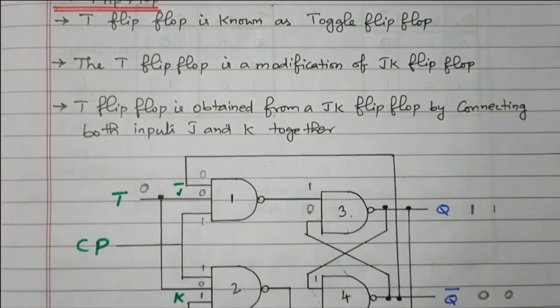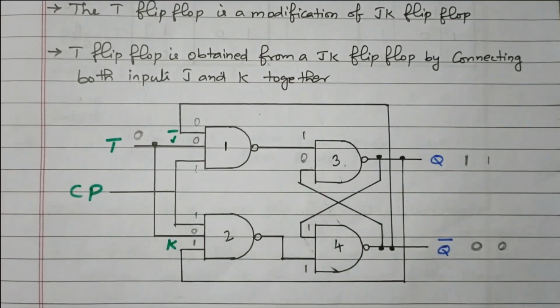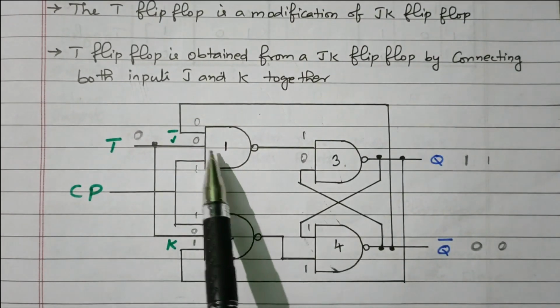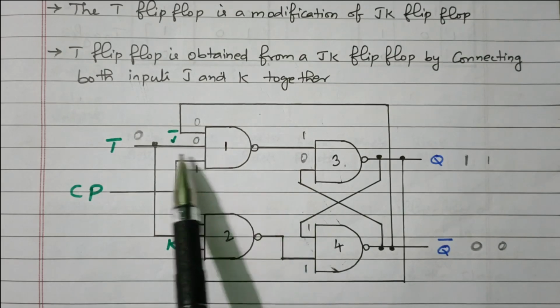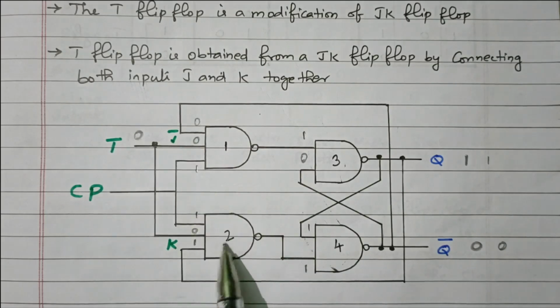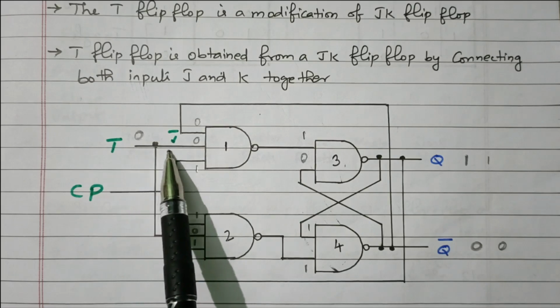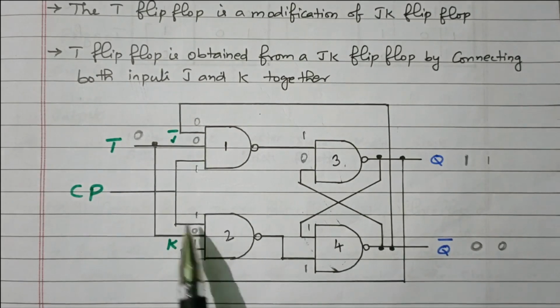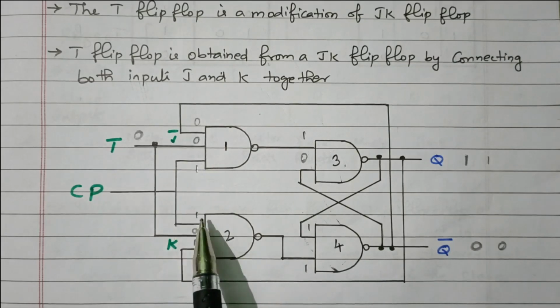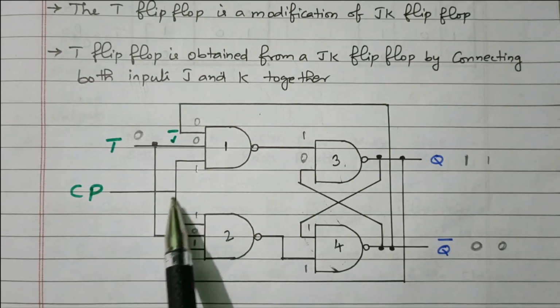Now we'll see the logic diagram of the T flip-flop. So this is the JK flip-flop. 1, 2, 3, 4 NAND gates are available. This first NAND gate has the J input, the second NAND gate has the K input, then it is interconnected. In this we are giving the same input, this is the T input. Only one input is given to J as well as K. J and K are getting the same input. One more input is clock pulse. We know that it's a sequential circuit. Every clock pulse the states will change.